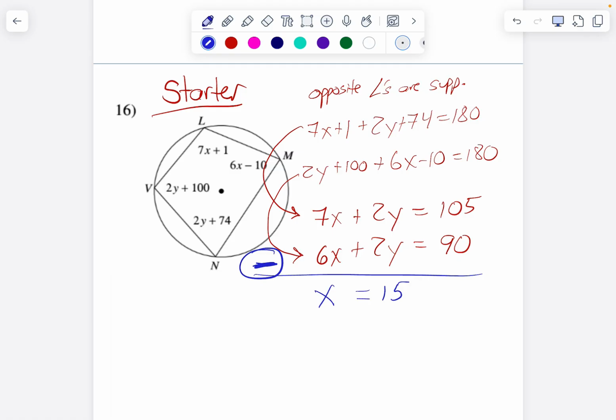Yeah, we plug x back in. Where would you like to do that? Like currently we have 4 equations that would work. Which one? 7x. Okay.